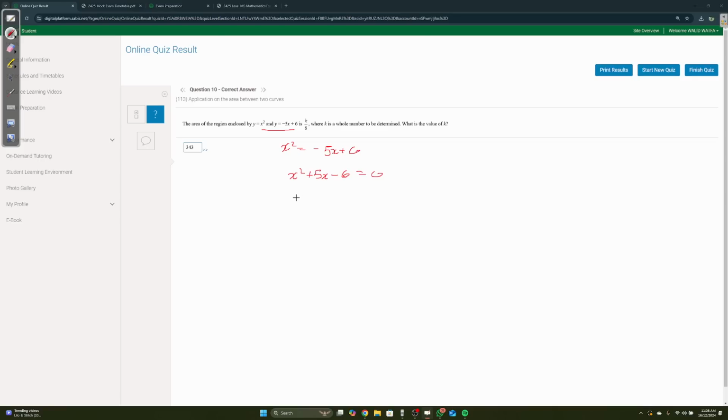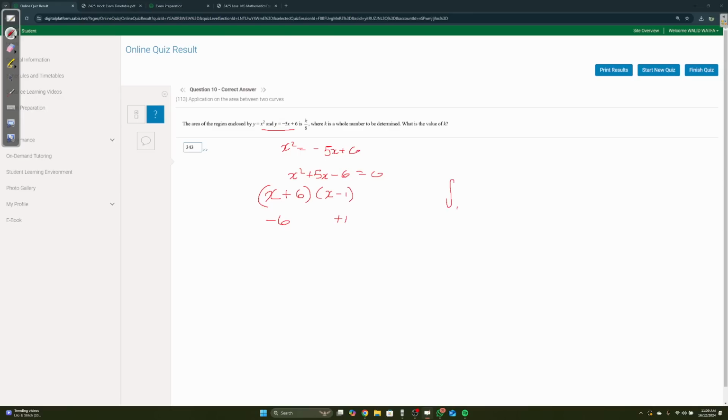And you can factor this as 6 and 1, because 6 times 1 is 6, 6 minus 1 is 5. Okay, so you get x plus 6 and x minus 1. So my boundaries are negative 6 and positive 1, right? Okay, so we now know our boundaries.